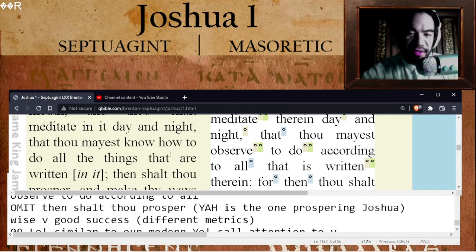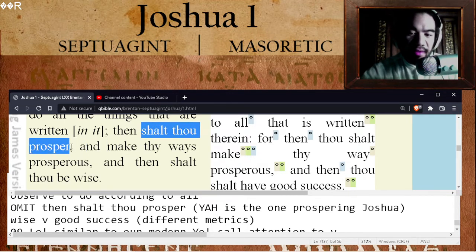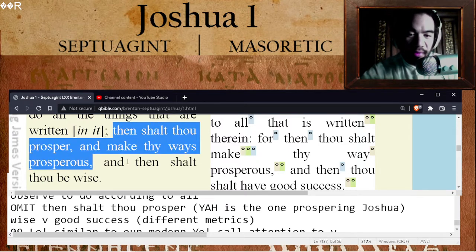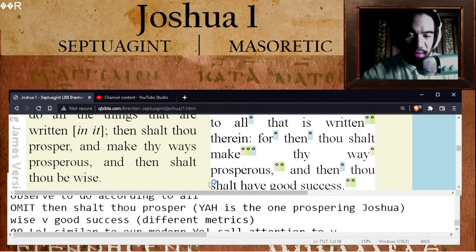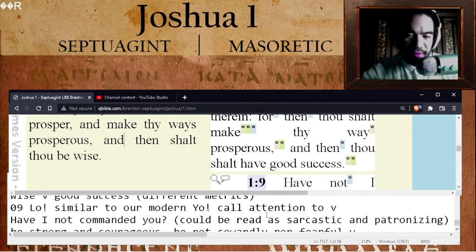There's an omission here, then shall you prosper. So in this specific section, Yah is the one prospering Joshua. It's not Joshua prospering himself. It is Yah doing it, and make your ways prosperous. So you will be blessed, you'll be prospered, and your ways will be prospered by yourself as well. But ultimately it's Yah who is the source of prosperity. And then you will be wise. Versus you shall have good success. So these are different metrics to measure success.